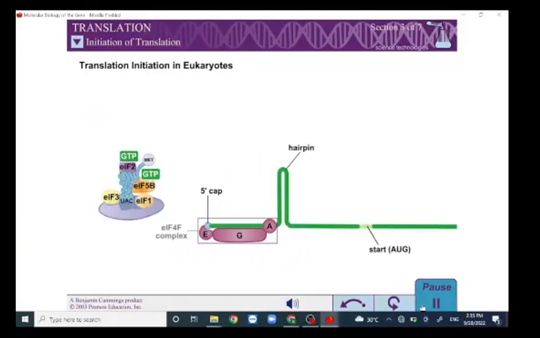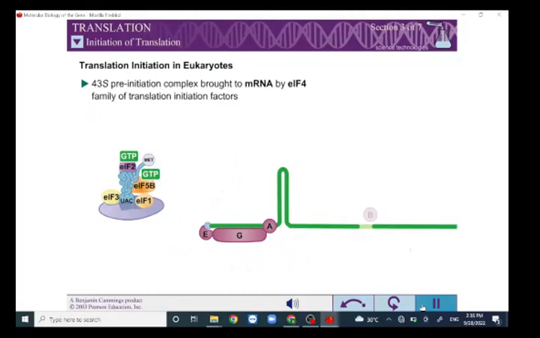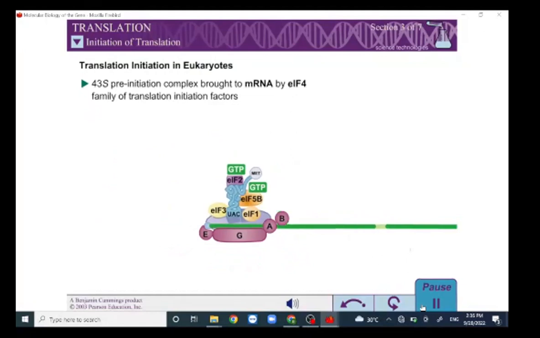Now you have 3 important structures. I told you, right? That is your 4F complex. This 4F complex is going to be preventing the initiation, once this 4F complex is removed from your 5' cap. So what happens is, you're going to have B that is also going to come and attach. So once B comes and attaches, it is going to be moving that.